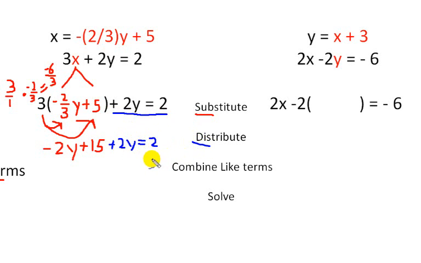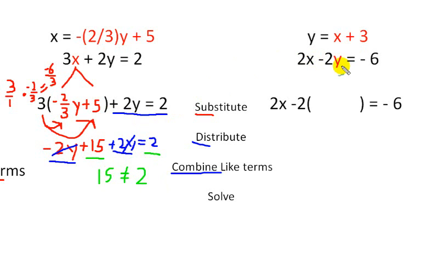Okay, so distributing is done. Now I need to combine like terms. So I have right here minus 2y plus 2y. So if I have minus 2 plus 2, they're actually just going to cancel each other out. And what I'm left with is this 15 equals 2. Okay, we all know that 15 does not equal 2. So this is another possibility. We'll get that our two numbers that we get down to, they're not equal to each other. So this is not a true statement. So this is our second possibility.